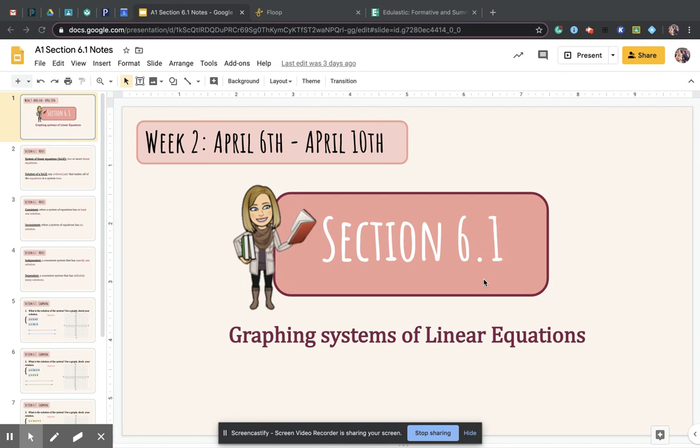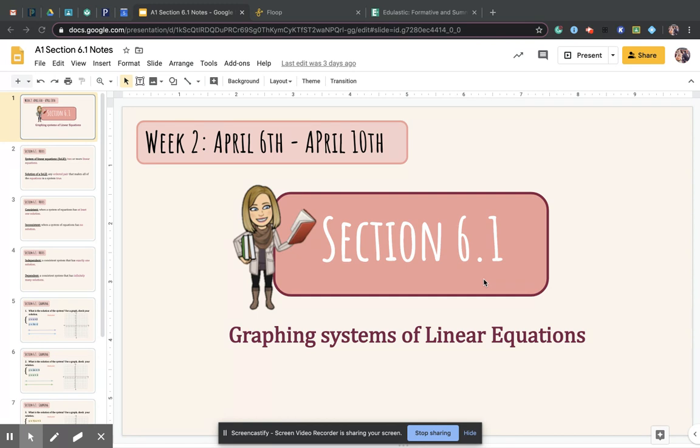We are now going to be moving into Unit 6, which is our final unit for our curriculum. And this is section 6.1, which is graphing systems of linear equations. I'm doing something a little bit different this time around. I'm actually going to be showing you how I type my answers into a slideshow to hopefully help you all out with completing your week 2 online learning slides.